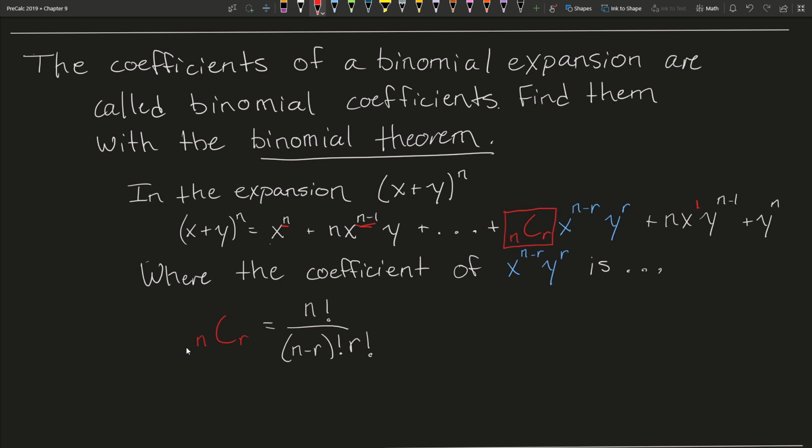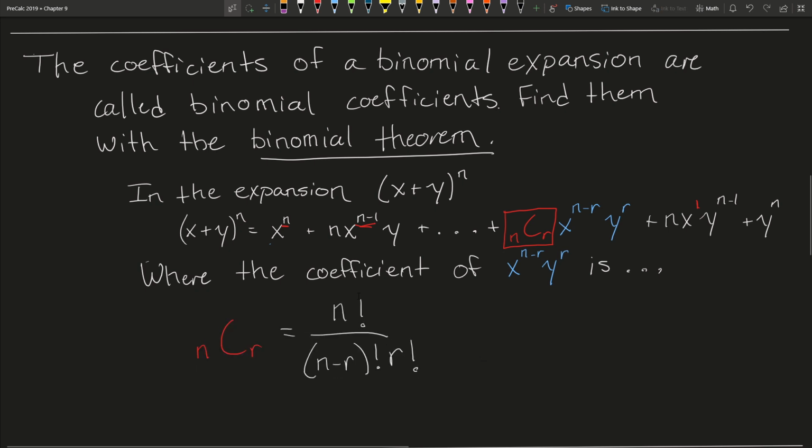nCr. And that's what this boils down to. And nCr, you'll hear me refer to it as n choose r. And in order to find n choose r, you take n factorial over n minus r factorial times r factorial. And that will get you that specific coefficient.